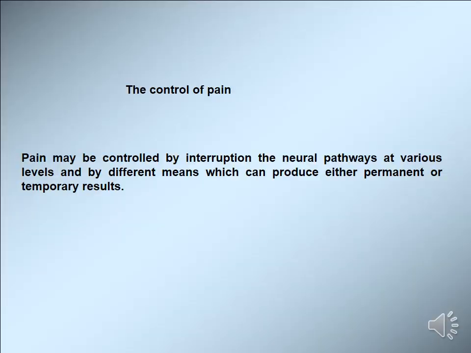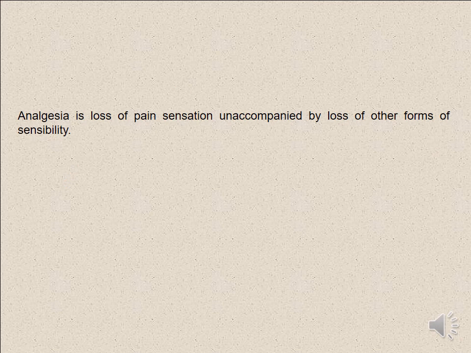How is pain controlled? Pain may be controlled by interruption of the neural pathway at various levels and by different means which can produce either permanent or temporary results. The first, the medication that stops pain, is called analgesia. Analgesia is loss of pain sensitivity without loss of other forms of sensitivity.